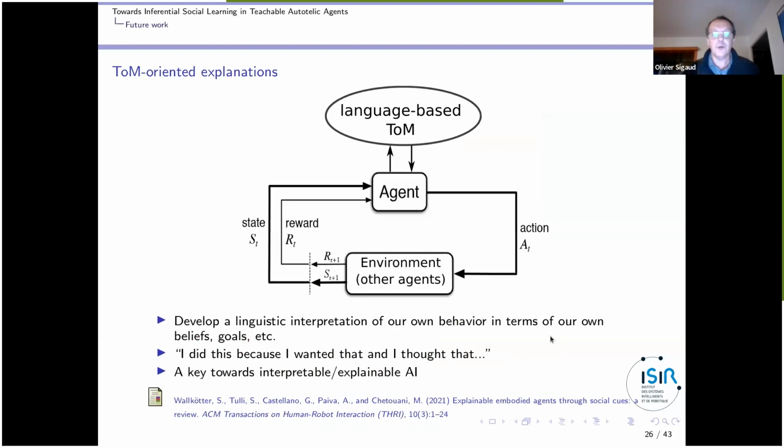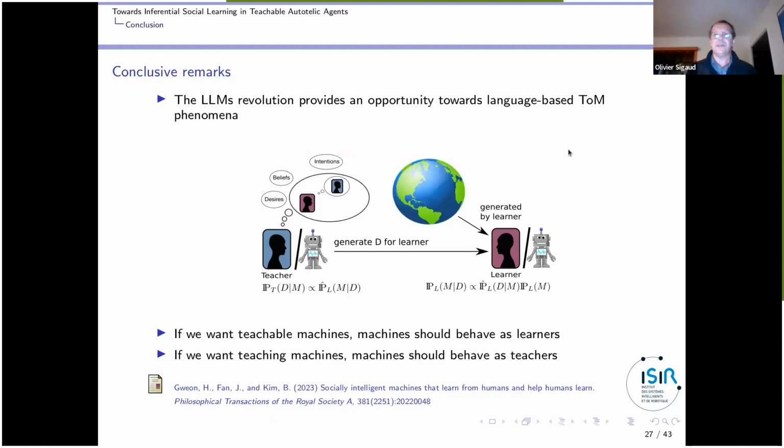I also wanted to mention the fact that if we have an agent equipped with some language-based theory of mind, that's very useful for having an explainable agent, because the agent would be able to develop a linguistic interpretation of its own behavior in terms of its belief, its goal, etc., which is what human people tend to use. We tend to say, I did this because I wanted that and I thought that. So an agent with some theory of mind could use a language-based theory of mind to explain what it's currently doing.